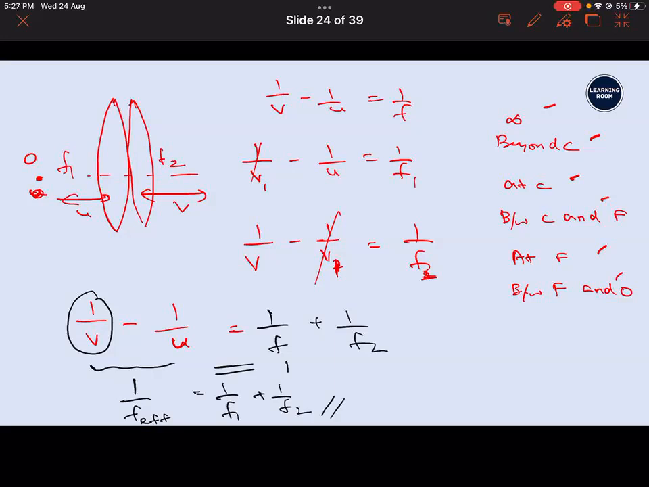And this 1 by f effective, what is the meaning of f effective? Meaning, if I have multiple lenses in my hand, I can replace all those lenses with one lens, which can do the same work done by the combination. So this is the same thing, like how you find the effective resistance or equivalent resistance, the same logic. So from this, I can conclude that effective power is equal to P1 plus P2. Am I clear with this, guys? So make a note of this.